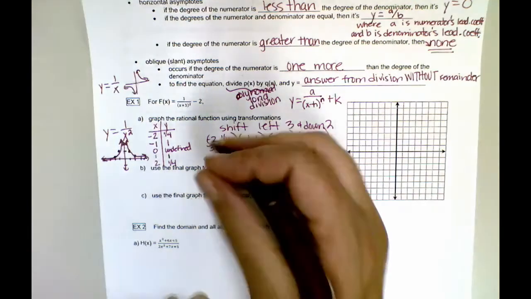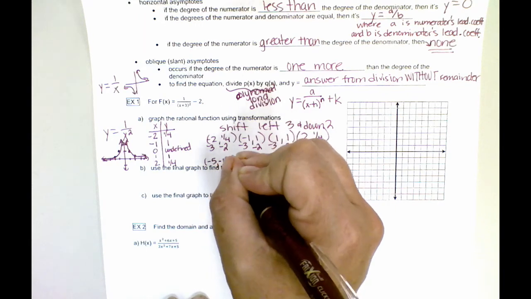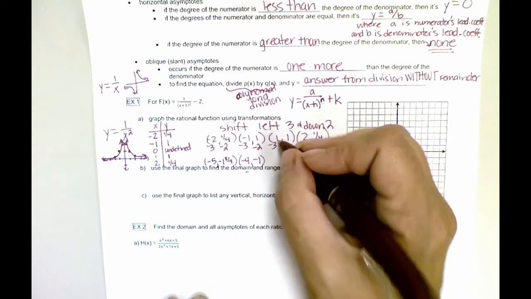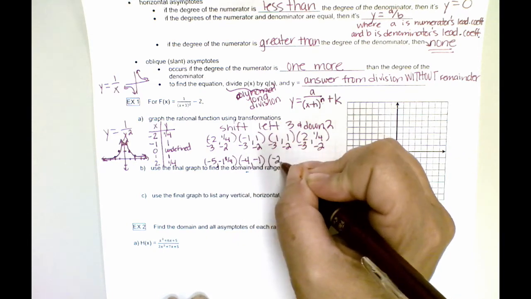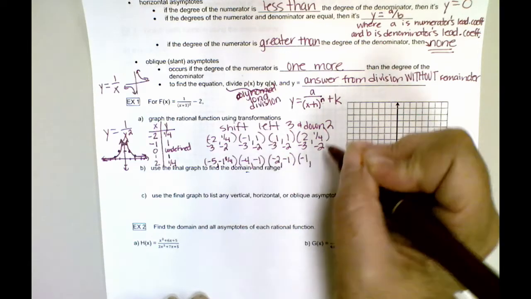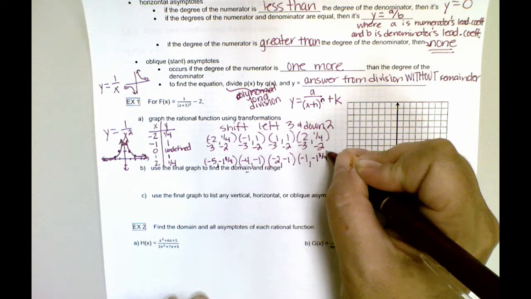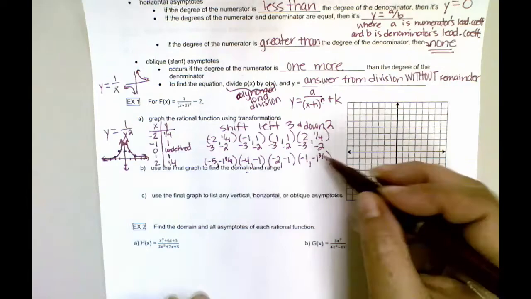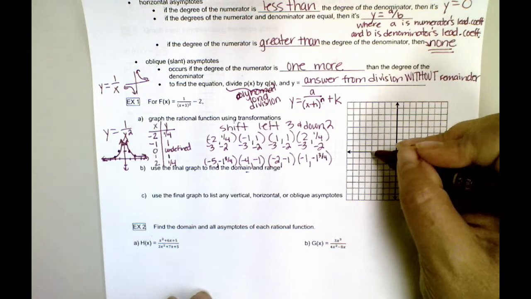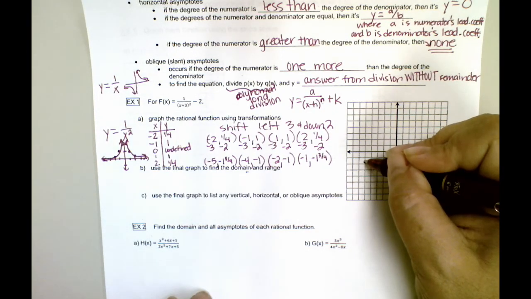So that gives me negative 5, negative 1 3/4. Here, negative 4, negative 1. This guy, negative 2, negative 1. Negative 1, negative 1 3/4. So here are my points that I'm going to plot. So 1, 2, 3, 4, 5, negative 1 3/4 is right about here.